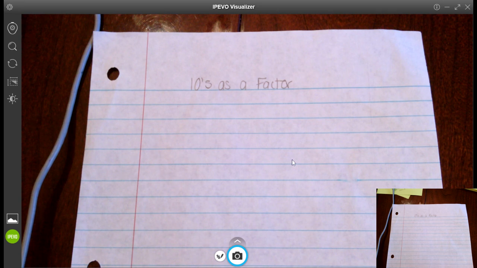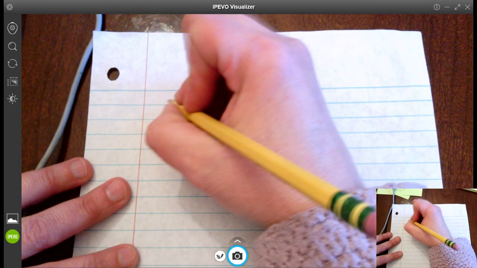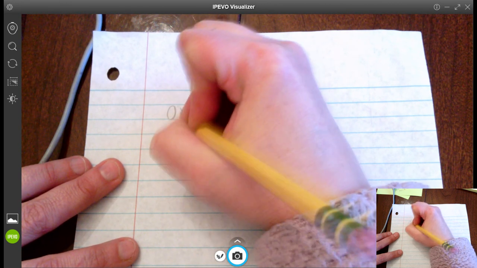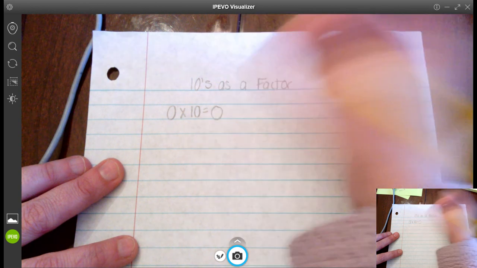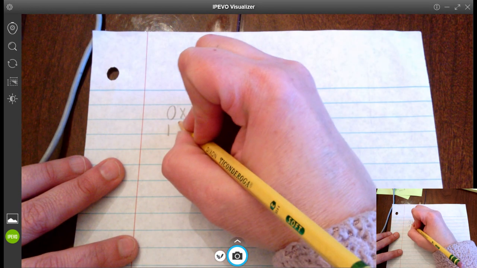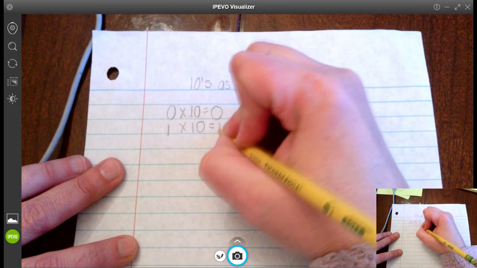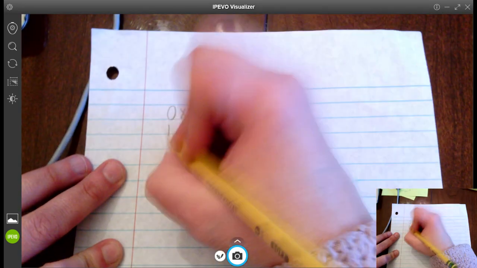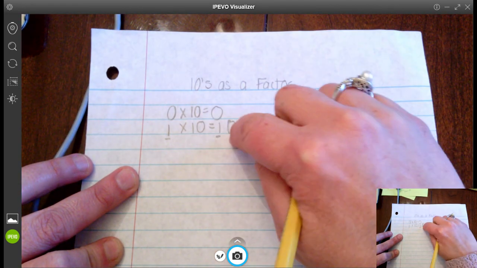Right, so we're going to look today at 10 as a factor, and we're going to look at patterns and multiples of 10. So first thing I want to do is look at the multiplication facts for 10. 10 times 0 is 0. Okay, I want you to notice 1 times 10 equals 1, and I want you to notice this is a 1 here, this is a 1 here, and there's a 0.